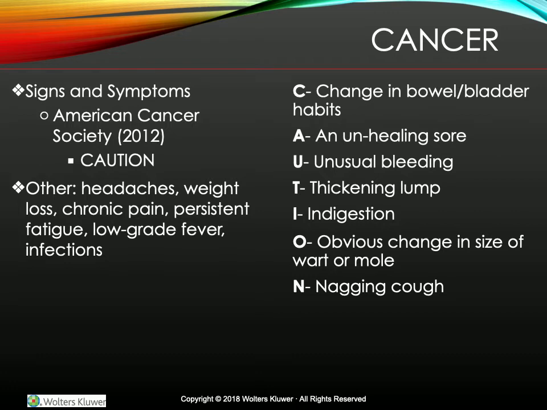It's called CAUTION. So the C is for changes in bowel and bladder habits. A is for unhealing sore or ulcer. U, unusual bleeding. T is for a thickening lump. I is for indigestion. And O is for obvious change in size of a wart or a mole. And N is your nagging cough. So this is just a really nice little acronym that you can use in developing your cancer assessment. And also know that there is your ABCDE for your skin assessment for your skin cancer as well.